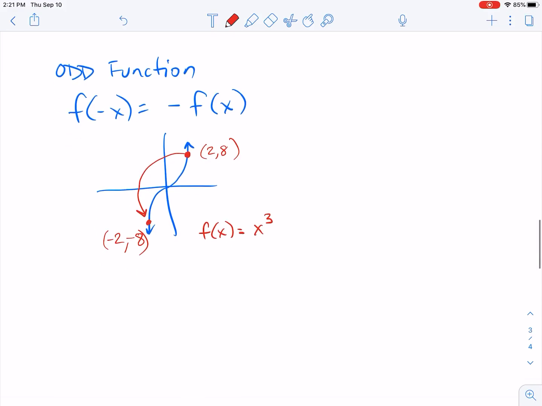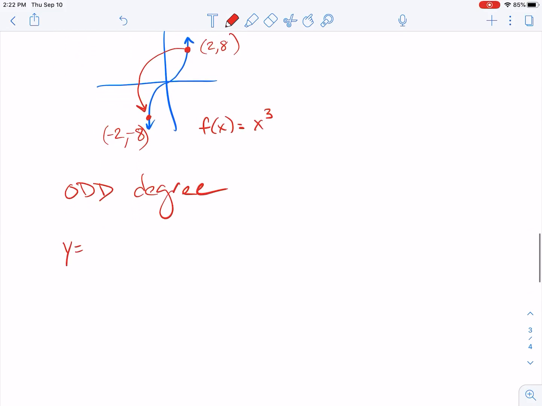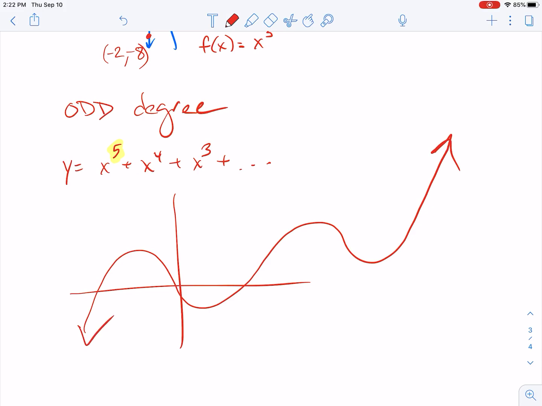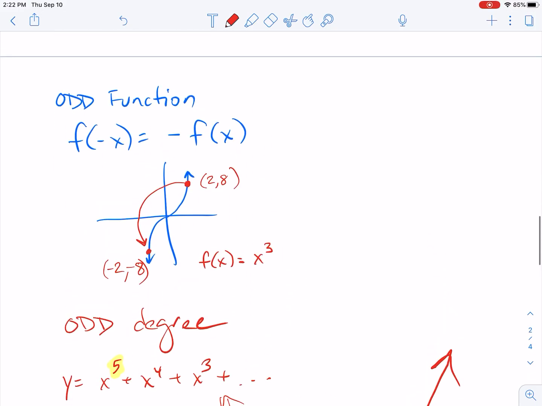That's not the same thing as saying an odd degree. If a function has an odd degree, it could do all sorts of crazy things. It could just be y is equal to x to the 5th plus x to the 4th plus x to the 3rd. I don't really care what all there is, but what makes it an odd degree is that the biggest one right here is odd. And so that could look something like that. This obviously does not have symmetry with respect to the origin, but it still is an odd degree function. I'm not saying these two are the same. Point being, there's a difference between an odd function and an odd degree function.